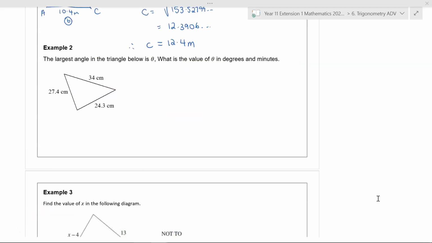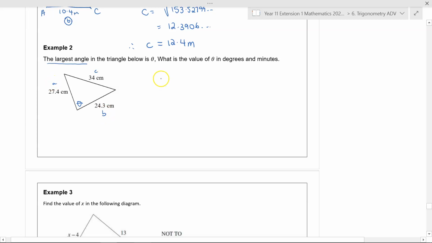Okay, example 2. Now let's try and find an angle. It asks us to find the largest angle in this triangle. Recall the largest angle is always opposite the largest side. So this is the angle I'm trying to find here. The smallest angle is opposite the smallest side, etc. So now I'm thinking this is angle C, so this must be my little c. A and B doesn't matter.